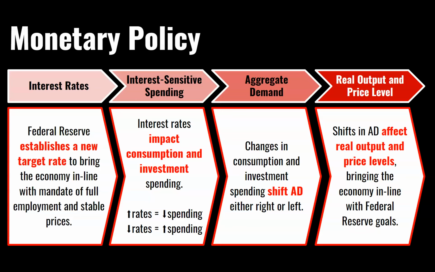This change in consumption and investment spending will cause aggregate demand to shift either right or left, and that change in aggregate demand will lead the overall economy into a level of real output and price level that the Federal Reserve wants to see. So again, monetary policy is all about interest rates. The real issue with limited and ample reserves is how do they get the interest rates they want? In limited reserves, the Federal Reserve changed money supply in order to get the nominal interest rate at a level that they think is optimal.